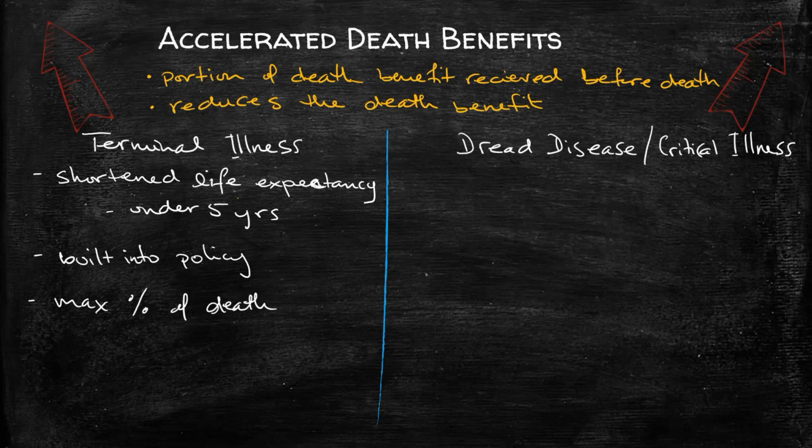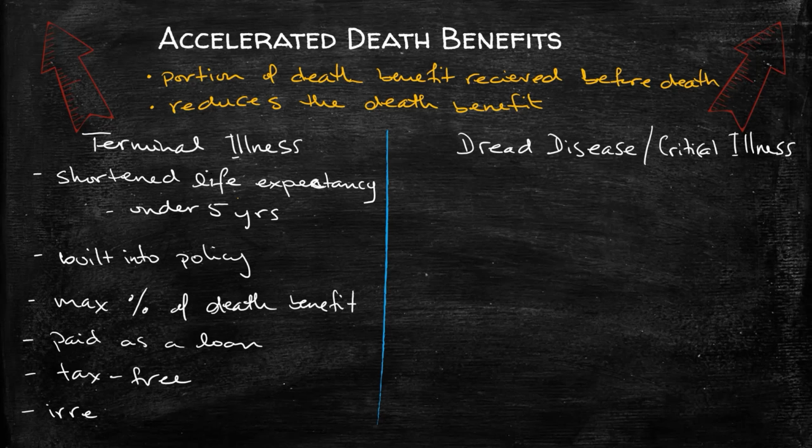There's usually a maximum amount of the death benefit that the insured can receive as part of this benefit, and that is always defined in the policy. So this money is paid to the insured as a loan, but it is received tax-free, so it's not included in their income. And what's really important to remember is if your clients do have an irrevocable beneficiary on their policy, that person does need to give permission in order for this benefit to be activated.